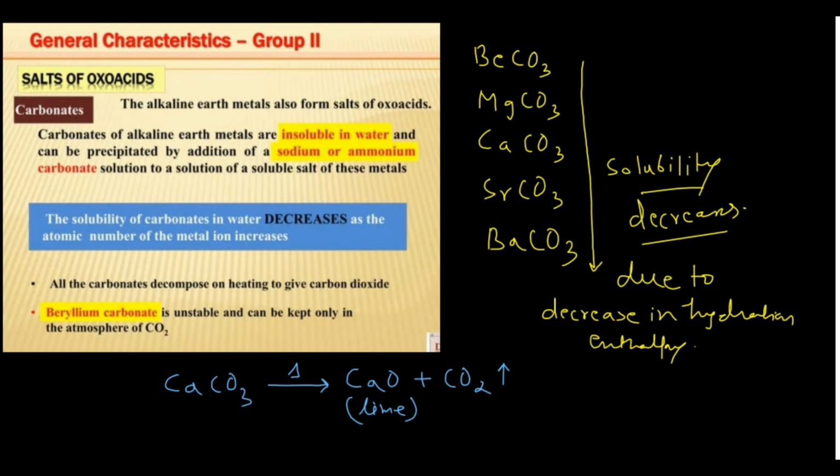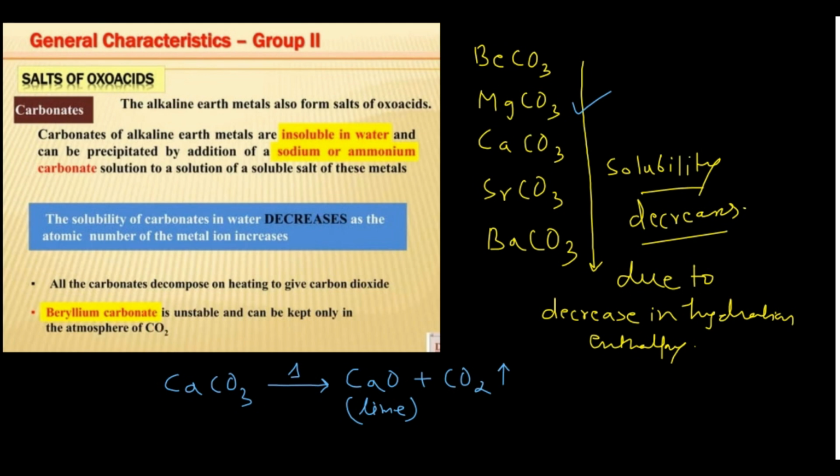In a similar way you can decompose magnesium carbonate to produce magnesium oxide, and so on. And the important thing is that, along with your oxo acid salts like the carbonates, these alkaline earth metals also form nitrates. Here, all the carbonates decompose on heating according to this particular reaction. I have explained it for calcium, and you can do the same thing for magnesium carbonate, strontium carbonate and barium carbonate as well. But beryllium carbonate is unstable and can be kept only in an atmosphere of carbon dioxide. That means this kind of decomposition would not be possible.